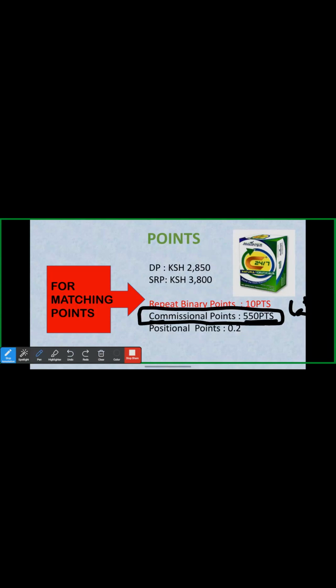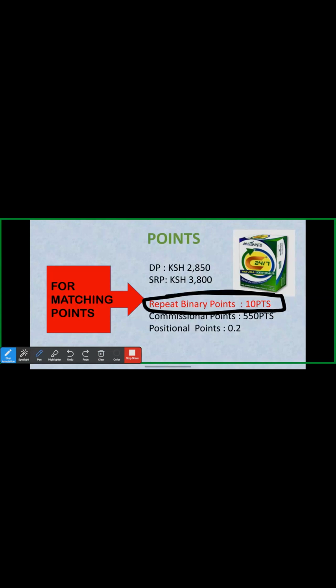But for the C24/7, it is how much? 550 commissional points. And then lastly, we also have binary points. I'm going to explain to you guys the difference in a few. Now, these products, each one of them, iko na hizi points. Each one of all those products, unaonanga ukipata gift hamper, kila of those products zenye uko nazo kwa gift hamper iko na binary points, iko na commissional points, iko na positional points.